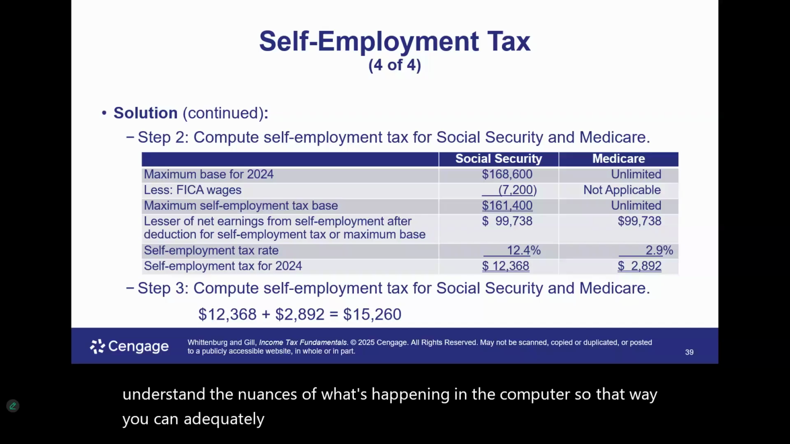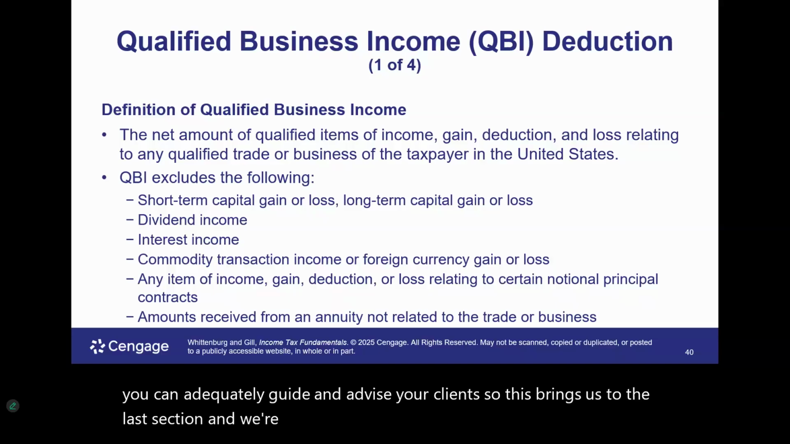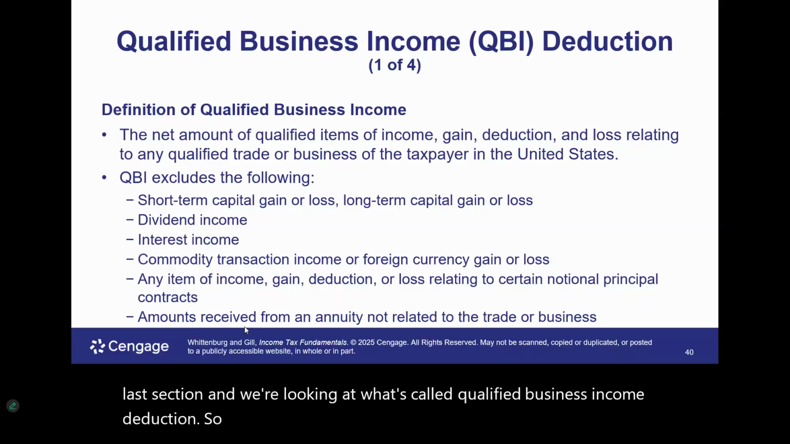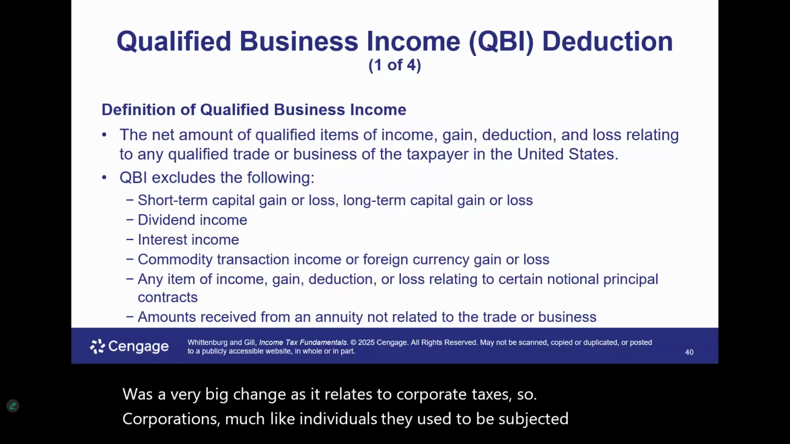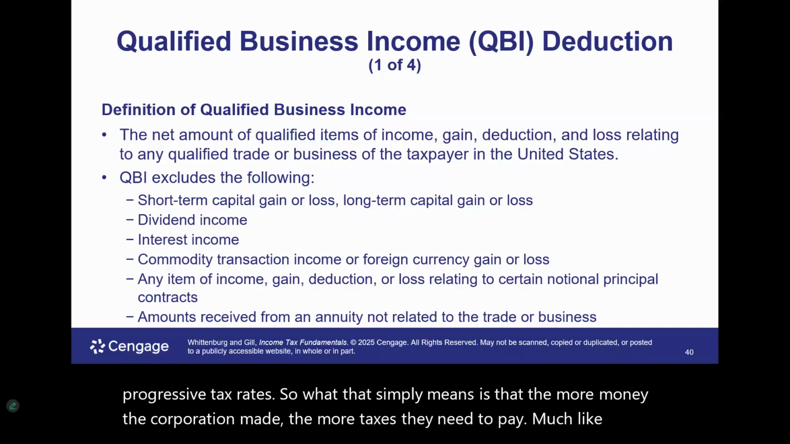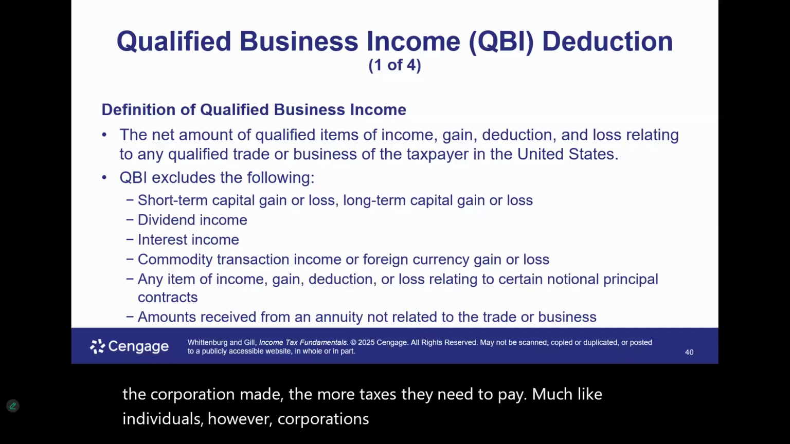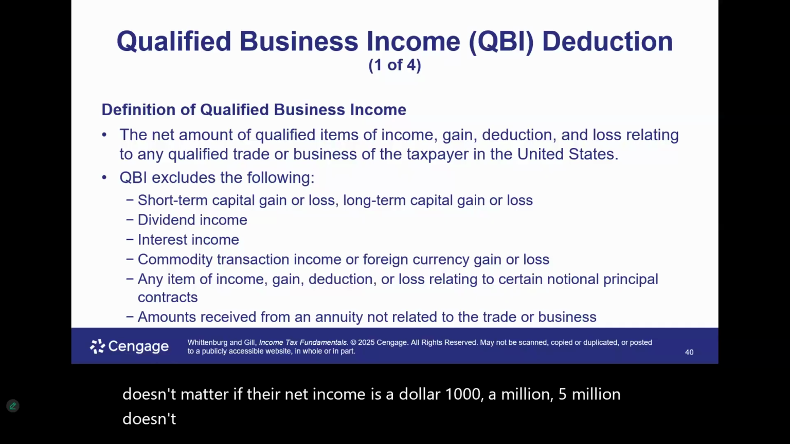So this brings us to the last section, and we're looking at what's called the qualified business income deduction. So with the Tax Cuts and Jobs Act, there was a very big change as it relates to corporate taxes. Corporations, much like individuals, used to be subjected to a progressive tax rate. What that simply means is that the more money the corporation made, the more taxes they needed to pay, much like individuals. However, corporations are now subjected to a flat 21%. It doesn't matter if their net income is $1, $1,000, $1 million, $5 million, doesn't matter. They pay a flat 21% tax rate.